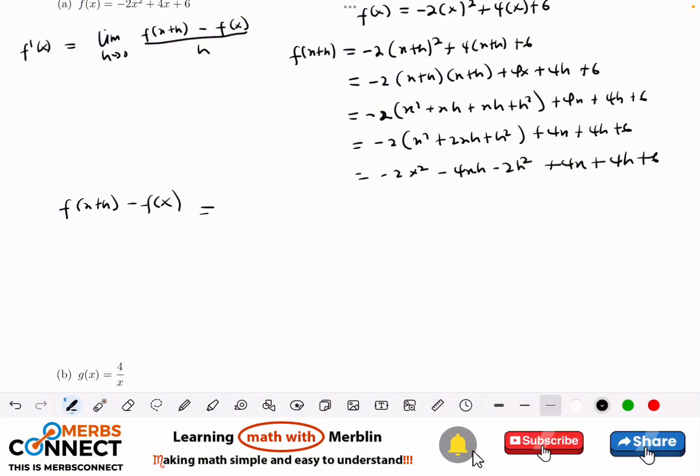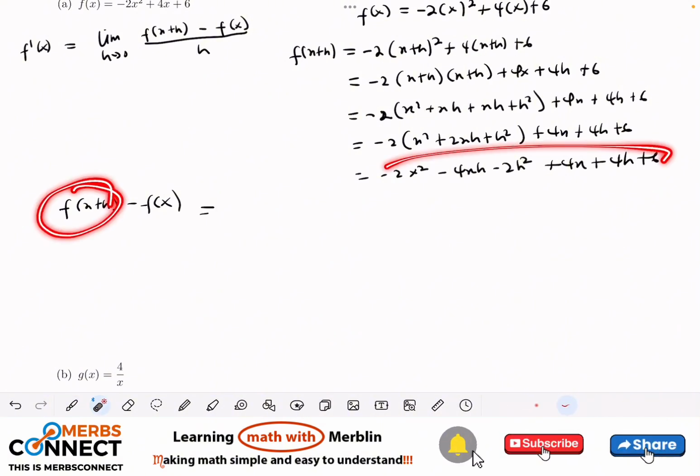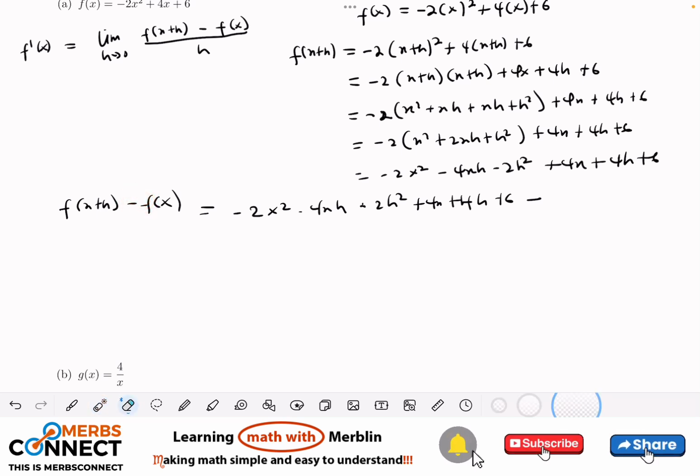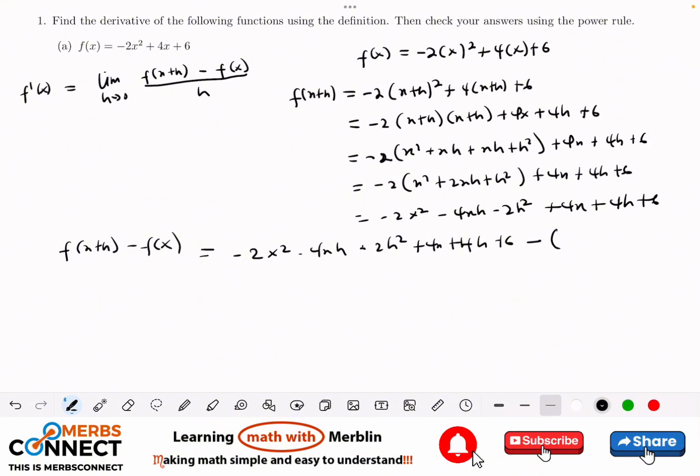So now this is equal to this. So I'm going to have minus 2x squared minus 4xh minus 2h squared plus 4x plus 4h plus 6 minus. So this is the minus here. Now when I write the minus, I'll put everything that I'm going to write in the parentheses. So I need to look for f of x. f of x is here. So I'm going to have minus 2x squared plus 4x plus 6.